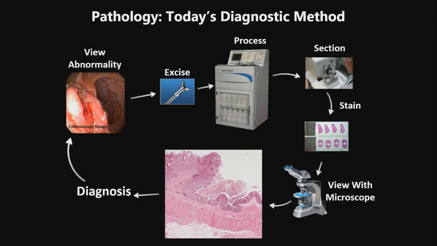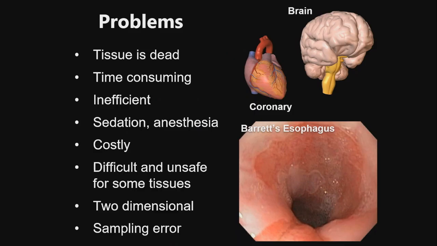And as all of you know, our current way of looking at architecture and cells predominantly is pathology, which is the gold standard method in medicine, where a clinician uses their eye or an endoscope to view an abnormality. Tissue's taken out of the body, it's processed, sectioned, stained, and the pathologist looks under a microscope at that architecture and cellular patterns, makes a diagnosis, and then provides that feedback to the physician so that they know what to do. And this is the way that our gold standard diagnosis has been practiced for the past 100 years. But there are problems.